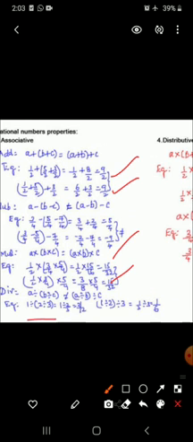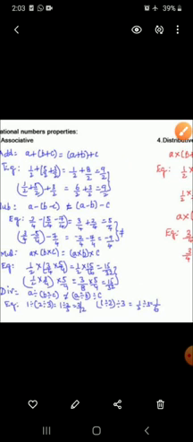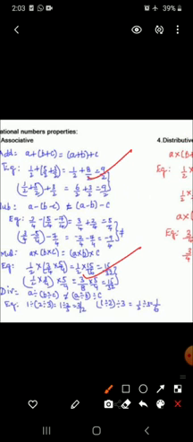See, 1 divided by 2 divided by 3. What you did: 2 divided by 3 is 2 by 3, and when you convert the division symbol into multiplication, it becomes 3 by 2, so you get 3 by 2. Again, 1 divided by 2, here divided by 3. How will you solve this? 1 divided by 2, when you convert the division symbol into multiplication, for 3 it becomes 1 by 3, and you will get 1 by 6. Both are different answers. So we can say that in addition and multiplication the associative property is satisfied, but it is not satisfied for subtraction and division.